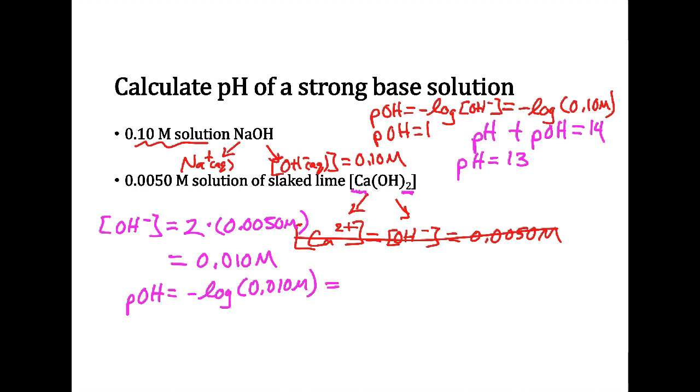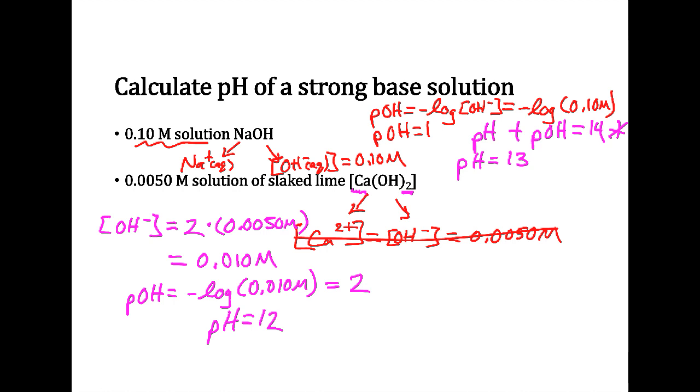So this equals 2. And if the pOH is equal to 2, we'll use this relationship up here again, that pH plus pOH is equal to 14. So the pH is equal to 12. So watch for strong bases whenever there are 2 or more hydroxides. I don't think you'll ever see anything really with more than 3. 2 is the most common that you would see.